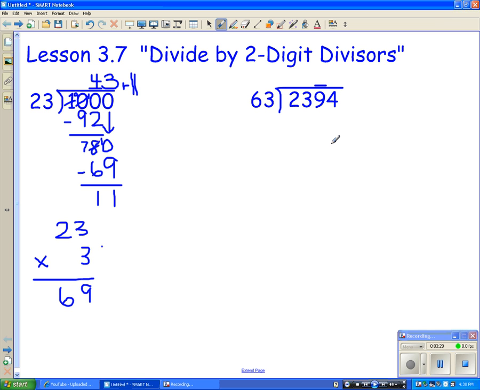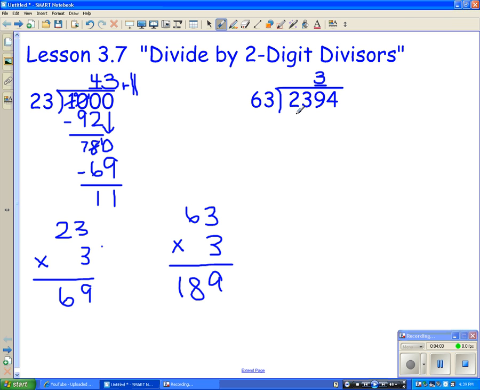And now I need to start with my division. I need to figure out how many times 63 would fit into 239. Again, I'm going to use estimation and compatible numbers, and I'm going to guess it's about 3. So I multiply 63 times 3. 3 times 3 is 9. 3 times 6 is 18. So I come up with 189.